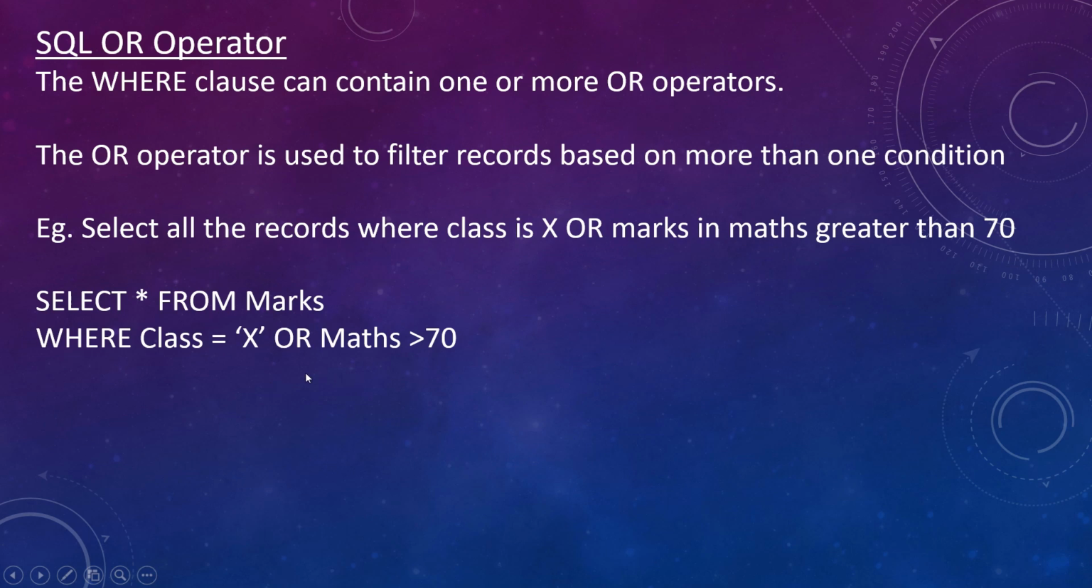When I am using OR, this means at least one of these two conditions should be satisfied. So even if marks are less than 70, but class is 10th, the result will come in the final result set. Similarly, if class is not 10th, but marks in maths are greater than 70, that result will come in the final result set too. And if class is 10th as well as marks in maths are greater than 70, then of course that will also come.